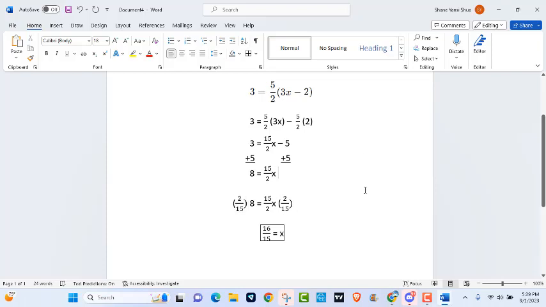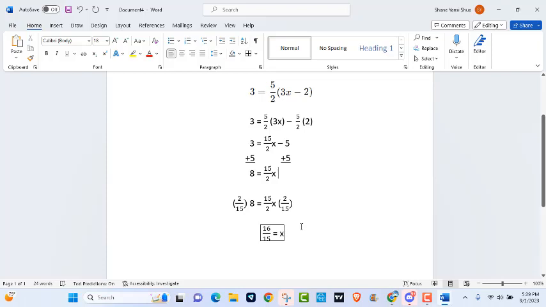Now, what happens when I multiply 15 halves times 2/15? Well, I can cancel the numerator 15, denominator 15. I can cancel the numerator 2, the denominator 2. So those both cancel out, just leaving me the x on the left side. Here, on the right side, I just multiply the numerators. 2 times 8 is 16. 15 times 1 is 15. So we have 16/15 as an answer.